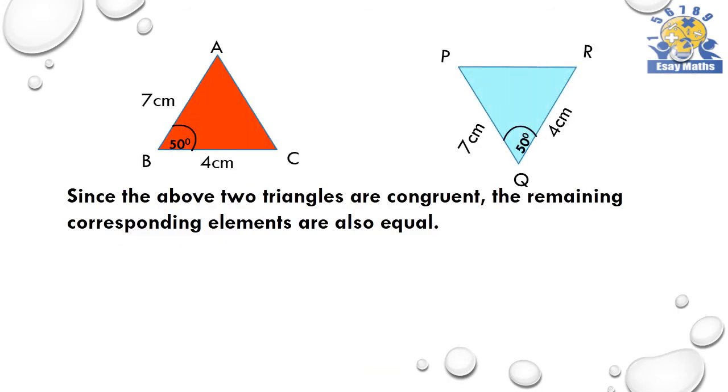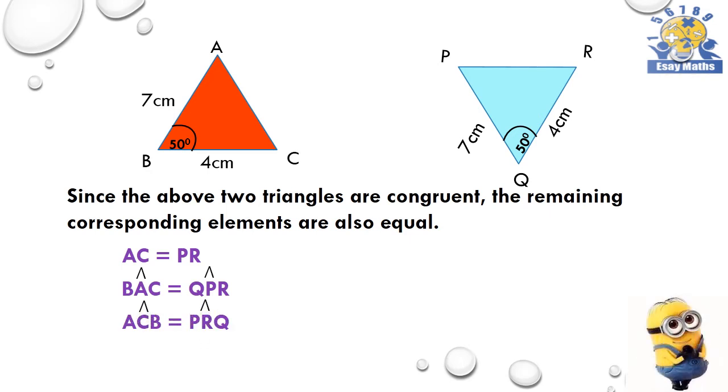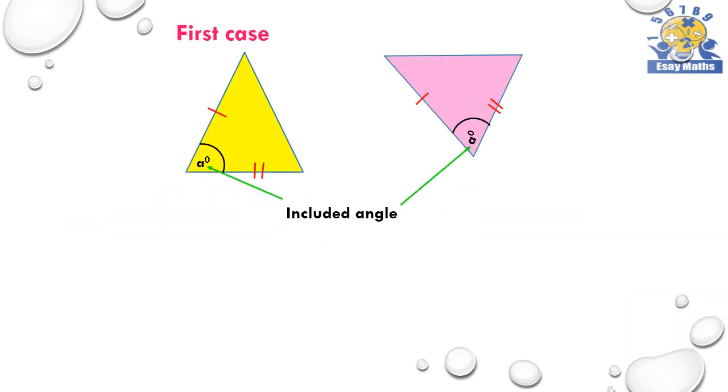Since the above two triangles are congruent, the remaining corresponding elements are also equal. So, AC is equal to PR. Now I am considering the remaining angles. Angle BAC is equal to angle QPR. Angle ACB is equal to angle PRQ. So I think it's very clear about the first case.